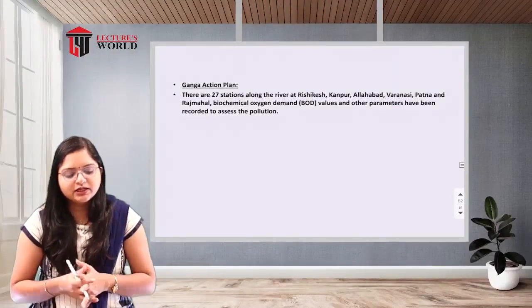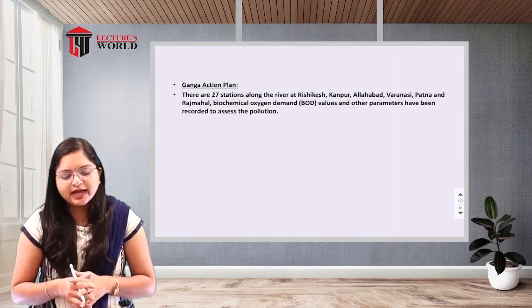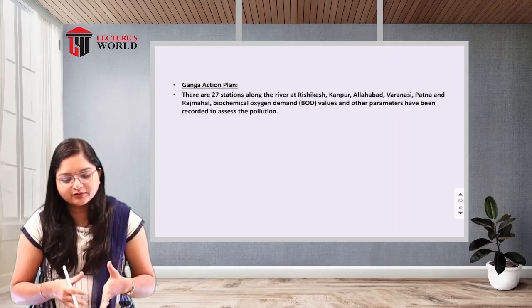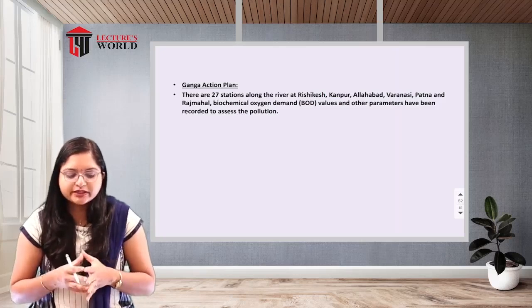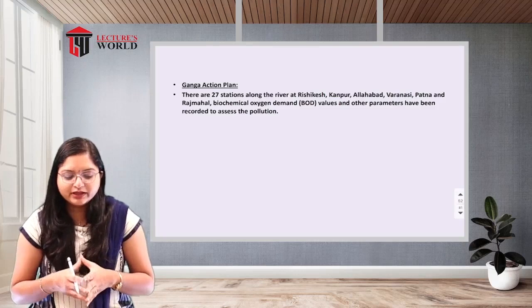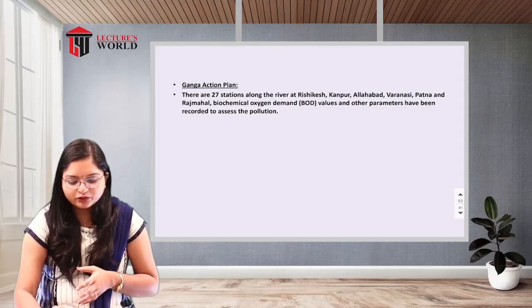Then came the Ganga Action Plan. There are 27 stations along the river at Rishikesh, Kanpur, Allahabad, Varanasi, Patna and Rajmahal. Biochemical oxygen demand, that is BOD, values and other parameters have been recorded to assess the pollution.